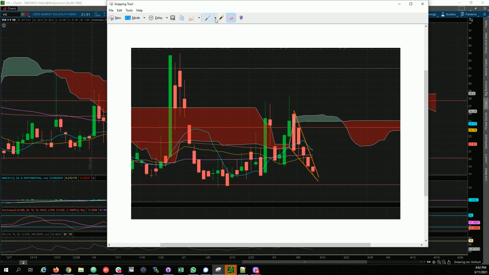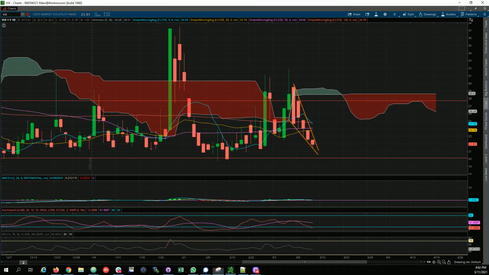Let's make this yellow. Okay, so you can see this, and then you get the cup and handle, right? So if it breaks out, I think it's going to retest this cloud line right here, which we mentioned like 27.74, the 28 area. Okay, that's VIX. That's my analysis.